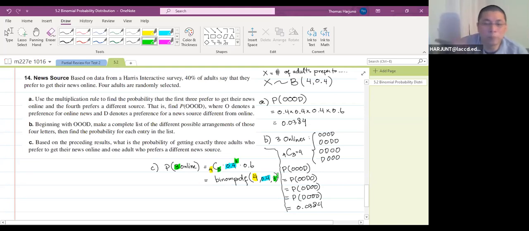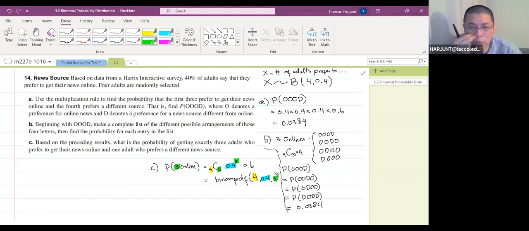Okay, so instead of punching 4 combination 3 times 0.4 to the power of 3 times 0.6, the TI-84 makes it simple for us to compute it this way. Okay, now then what happened is this.